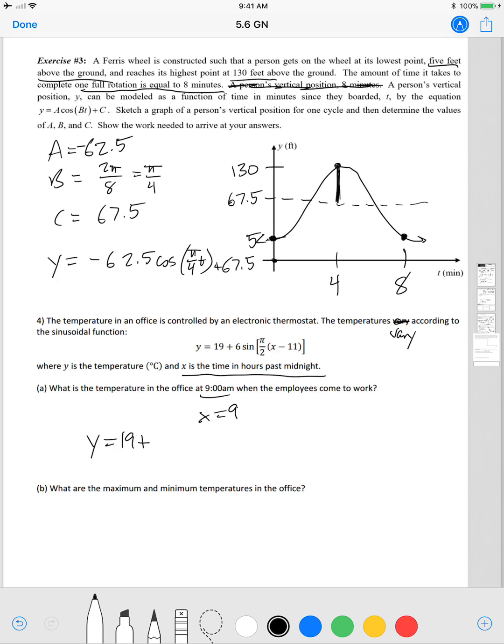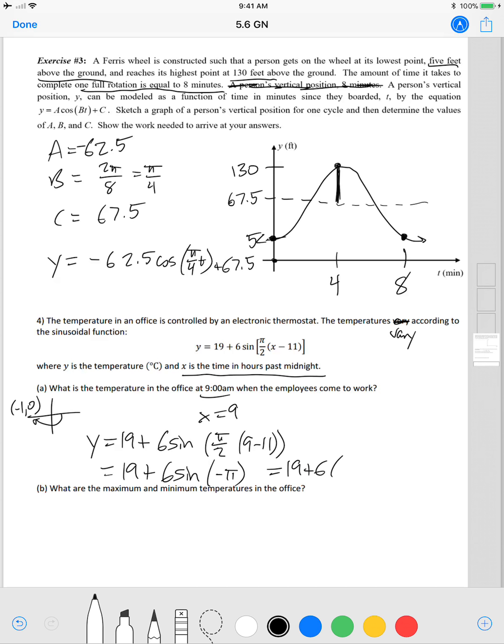Y equals 19 plus 6 times the sine of pi over 2, 9 minus 11. 9 minus 11 is negative 2. Negative 2 times pi over 2 is negative pi. So this is 19 plus 6 times the sine of negative pi. The sine of negative pi, that's the same as the sine of pi. My point here means that sine is 0. So 19 plus 6 times 0, which is 19 degrees Celsius at 9 a.m.